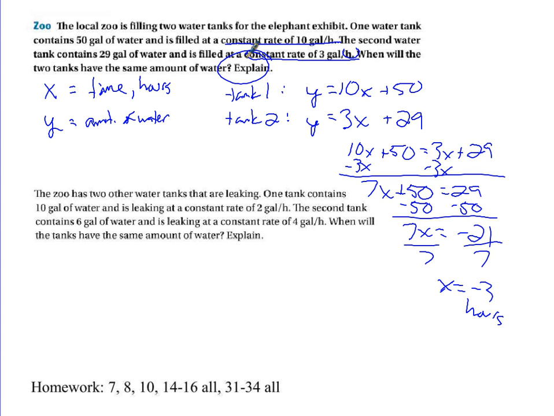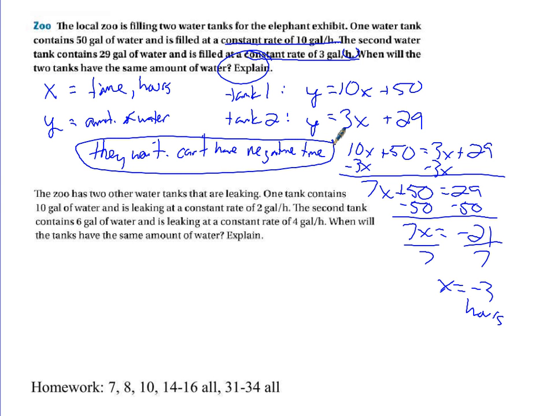So when will the two tanks have the same amount of water? Explain. Your answer here is not negative 3 because we can't have a negative time. So therefore, will the tanks ever have the same amount of water in them? No. So your answer has to be, they won't. And you have to say why. And you could say, can't have negative time. So that all needs to be your answer. There's lots of ways you could say that, but that needs to be your answer.